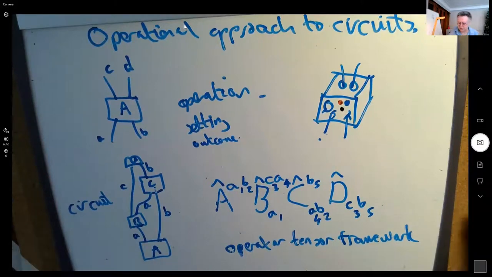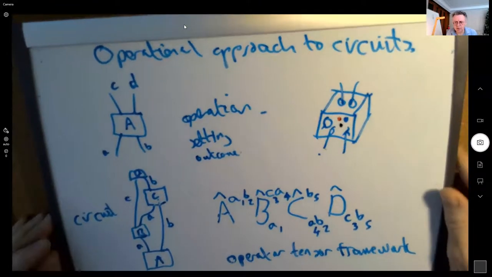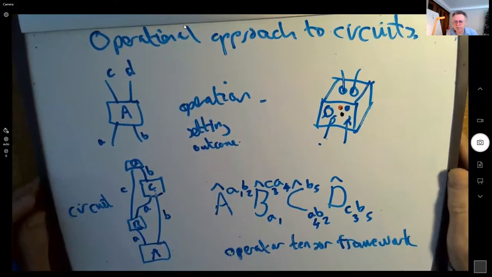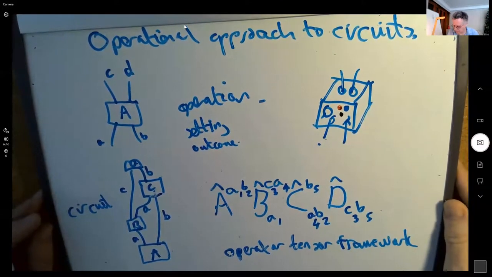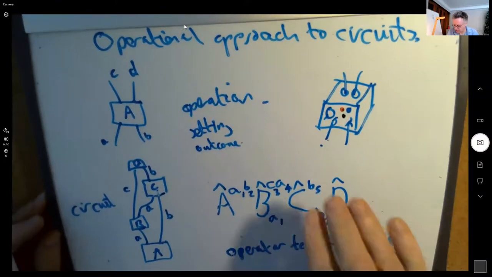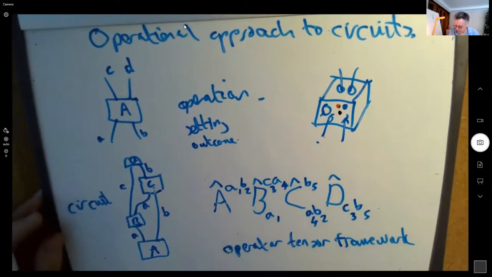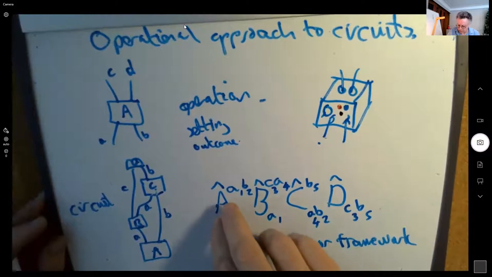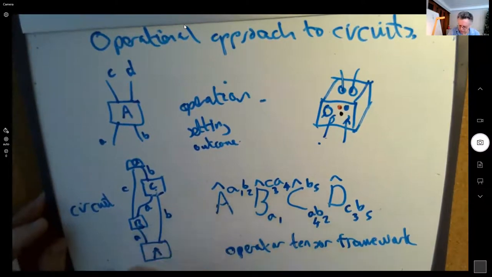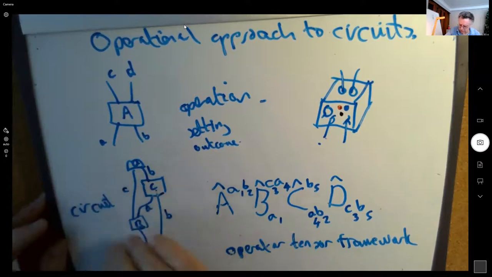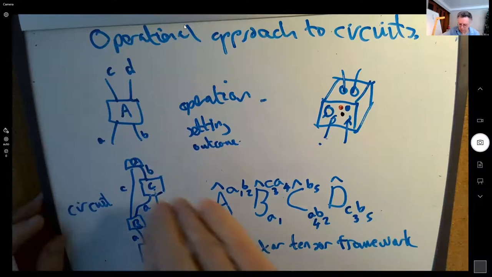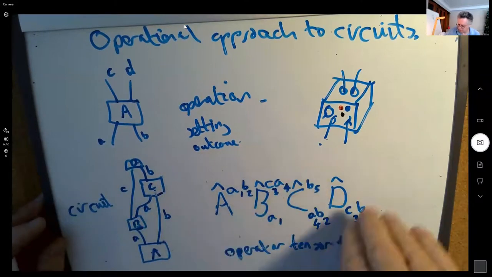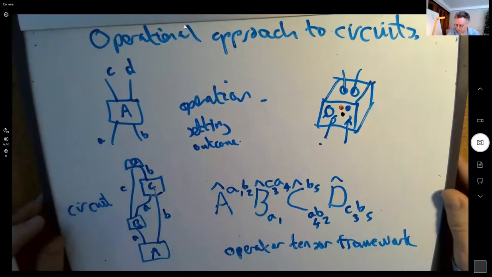I'm sort of getting short on time, so I'm not going to take you through how that works. Are there any questions on this? What's good about the operator tensor framework is that you don't have to introduce a foliation. You just simply take the circuit and convert it directly into a calculation. And the calculation has the same compositional form as the thing it's a calculation for.